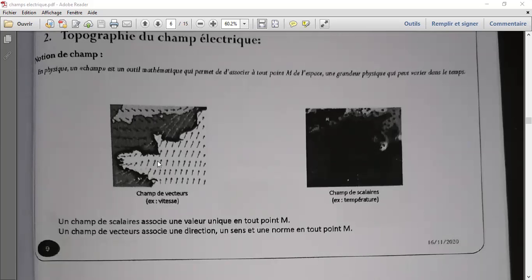You have to know that the champ scalaire is the one which only has magnitude, meaning it only has size. Then the champ de vectors has a size and a direction.